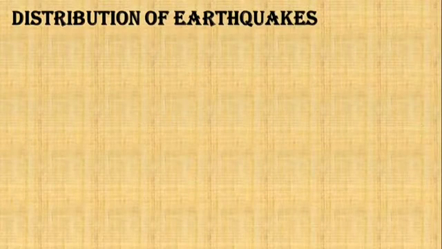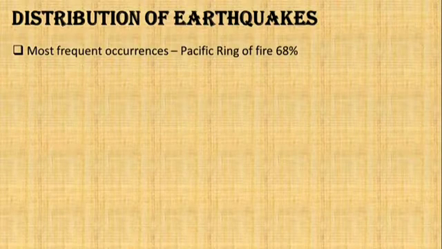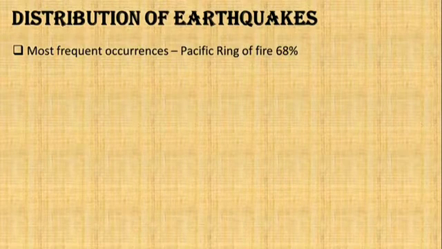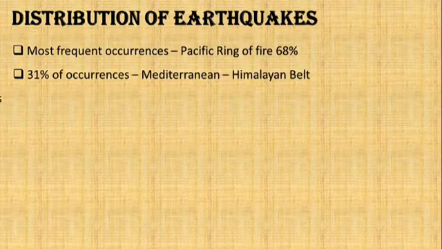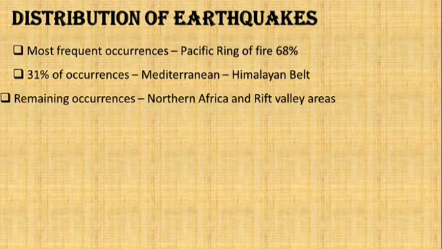Now, the distribution of earthquakes. The world's distribution of earthquakes coincides with the volcanoes. We can find that 68% of the frequent earthquakes occur along the Pacific Ring of Fire and 31% of the earthquakes occur in the Mediterranean-Himalayan belt, and the remaining occurrences are found in northern Africa and the Rift Valley areas of the Red Sea and Dead Sea.